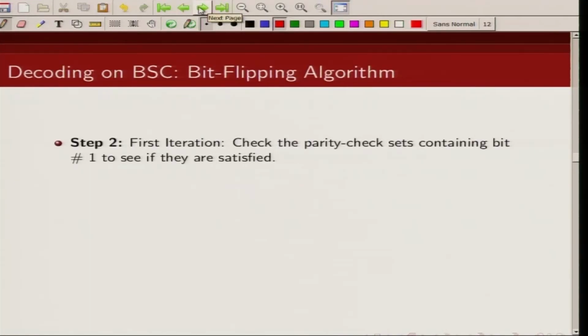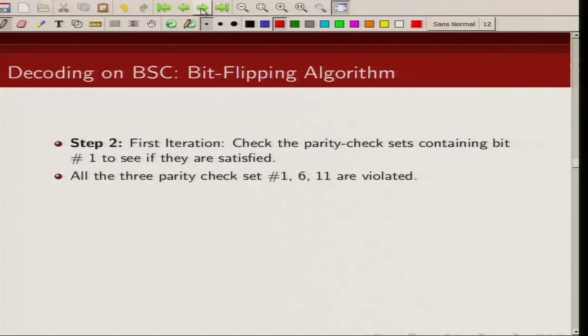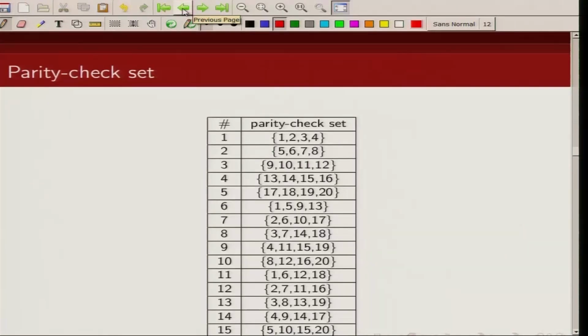Now what we are going to first check is whether all the parity check sets containing bit number 1 are satisfied. If they are satisfied, it is likely that bit number 1 is received correctly. If the majority of them are not satisfied, it is likely that bit number 1 is in error. So let us see. Now which are the parity check sets in which bit number 1 is participating? That is this one and this one.